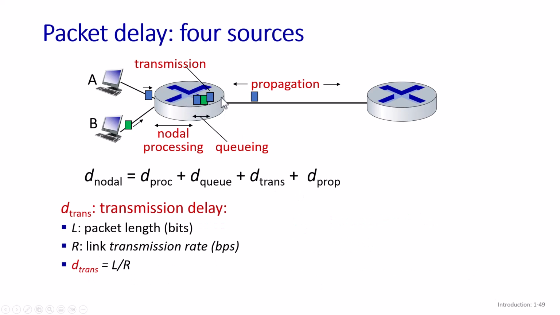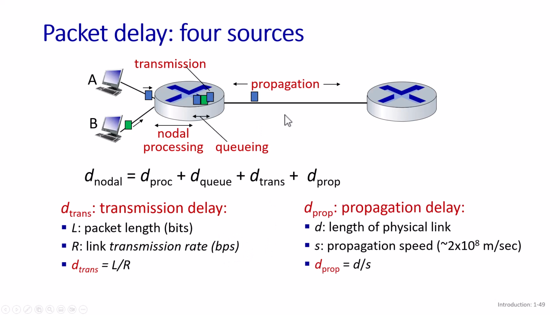Now we have the transmission delay. We talked about the transmission delay in the previous slides. The transmission delay formula is L over R, where L is the number of bits in terms of packet length, and R is the link transmission rate, in bits per second.